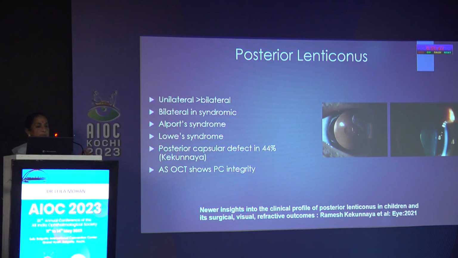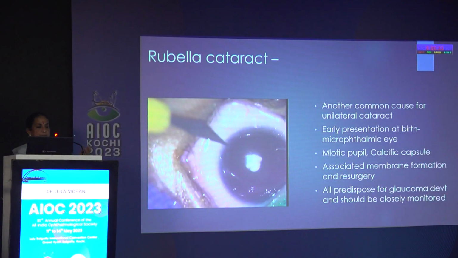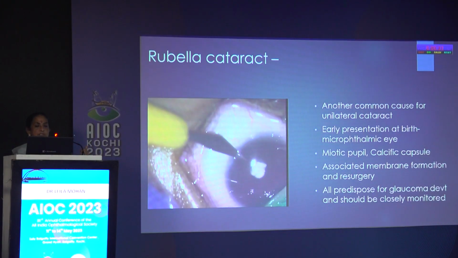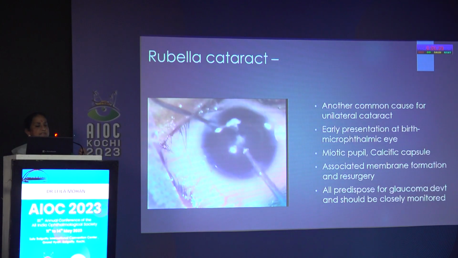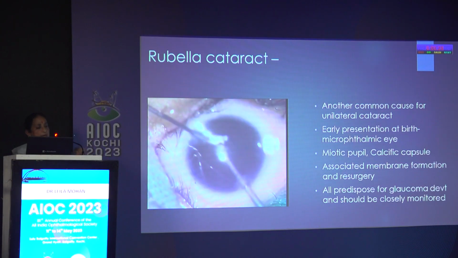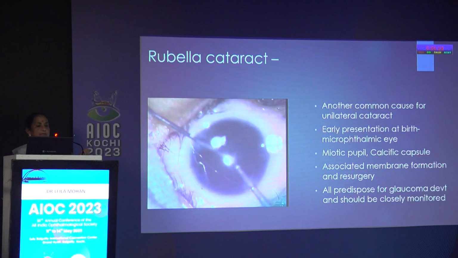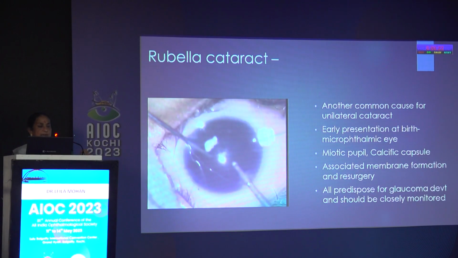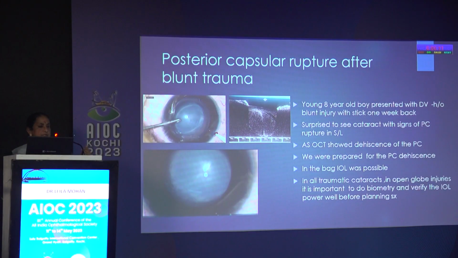So posterior lenticonus is another cause for unilateral cases. Bilateral often goes with syndromic cases, and OCT can show the integrity of the posterior capsule. Dr. Meena has already shown a video of rubella cataracts, which are very thick and sometimes have a calcific capsule, anterior and posterior. You need to expand the pupil. They are quite often microphthalmic also, and all these predispose them to glaucoma and inflammation, so they should be very closely followed up.